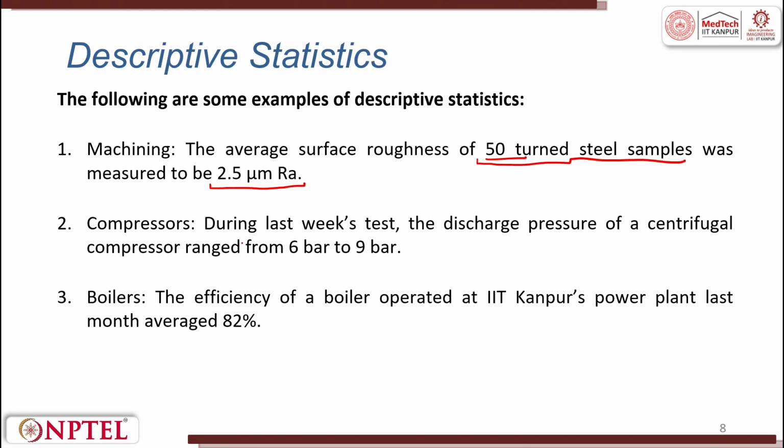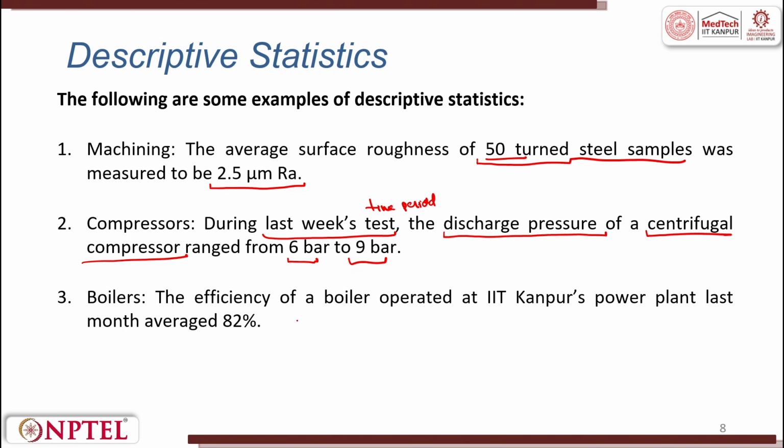Compressors: during last week's test, the discharge pressure of a centrifugal compressor ranged from 6 bar to 9 bar. This is a complete statement: during the last week test. It tells about the time period when the test was taken. That is, we are describing the data only. The parameter here is discharge pressure of what? Which equipment? Centrifugal compressor. This ranged from 6 bar to 9 bar.